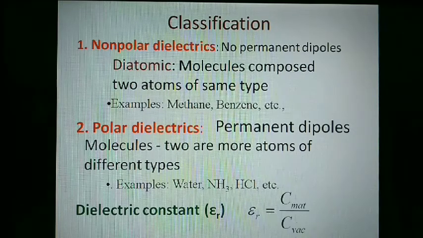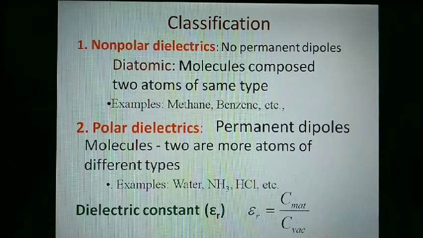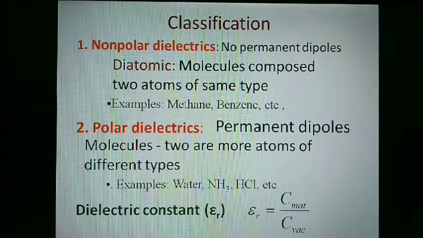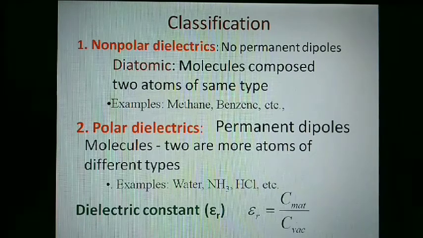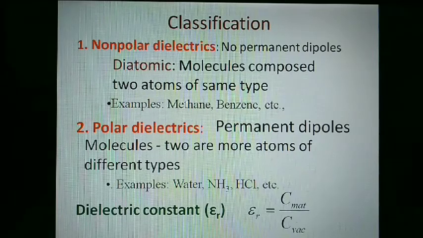We have a relation for the dielectric constant. It is the ratio of the capacitance with dielectric material between the plates of the capacitor to the capacitance without the dielectric material, that is with vacuum. So C material divided by C vacuum gives you the constant, that is the dielectric constant. It is also called relative permittivity.